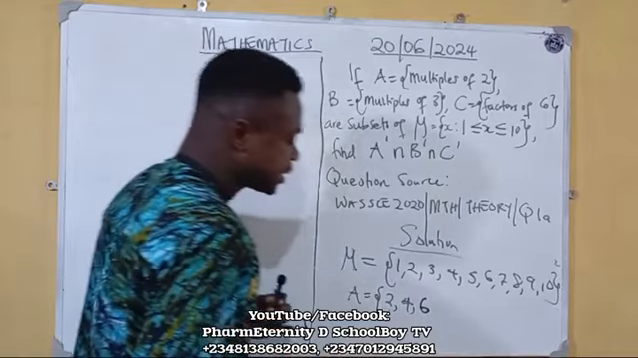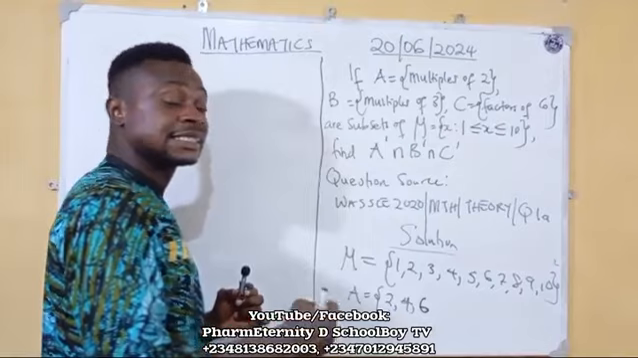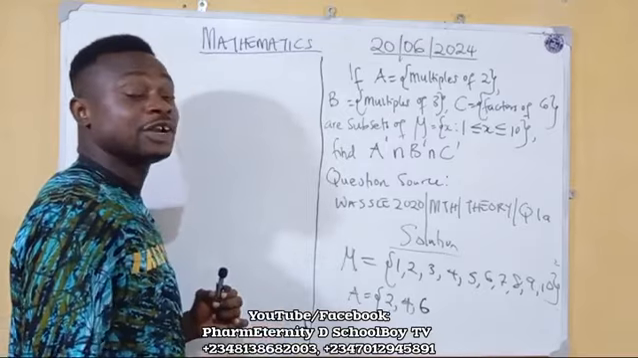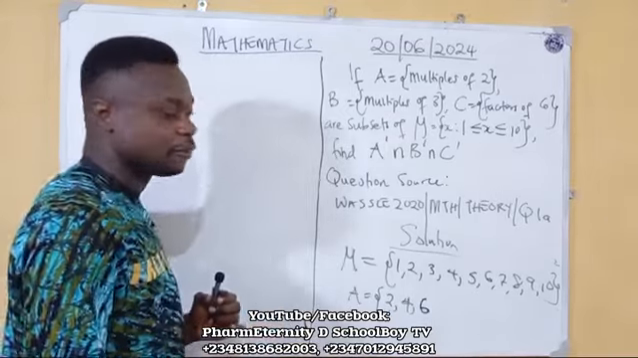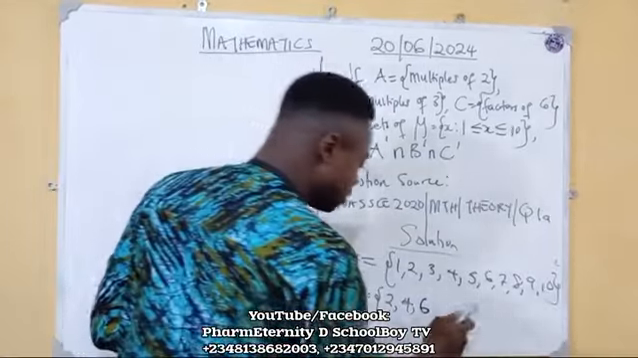Okay. 6 divided by 2 will give you 3 remainder 0. So 6 is a multiple of 2. 7 divided by 2 will give you a remainder. So it's not a multiple of 2. 8 divided by 2 is 4 remainder 0. So 8 is a multiple of 2.